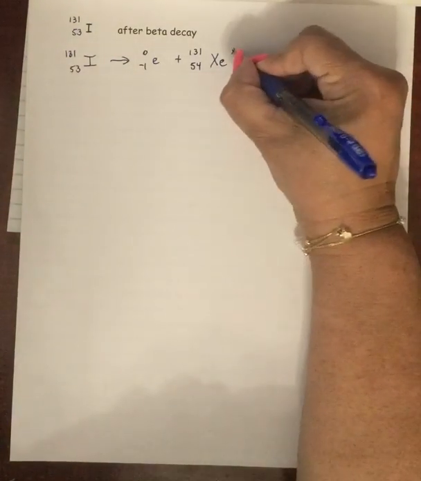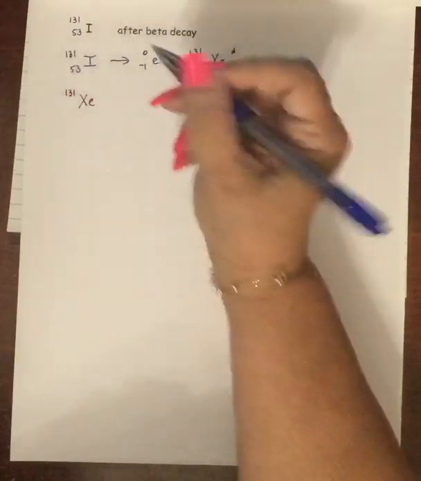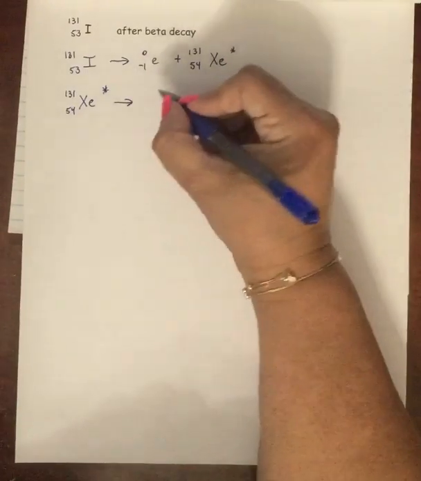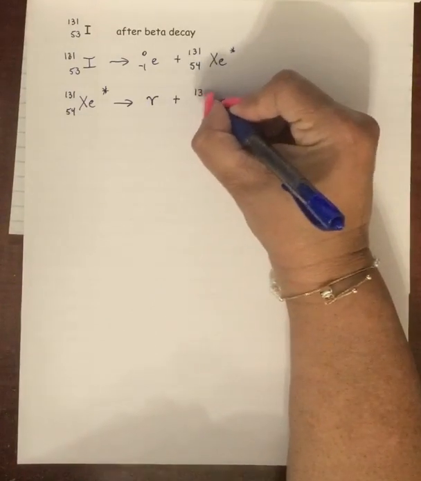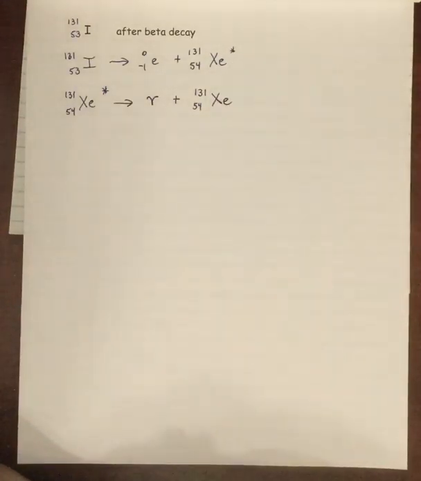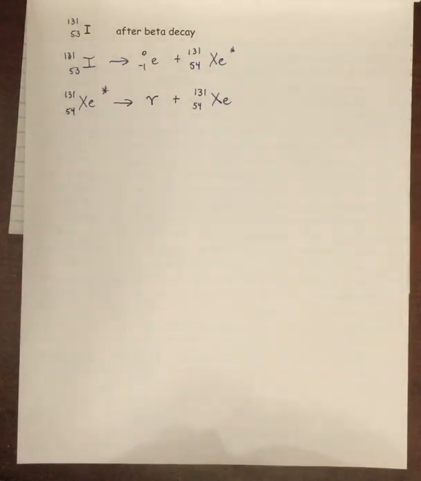Xenon. And it's still excited. So we want to get it to its ground state. So our next step is that the xenon, which is excited, that's what the asterisk means, is going to give off that gamma particle, the photon, and come down to its ground state. And that is denoted in that manner with a gamma particle being given off, and then you remove the asterisk from the xenon. And that's it. So you've seen the examples of alpha, beta, and gamma decay, and how to balance the equations.